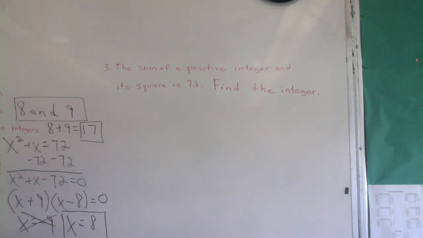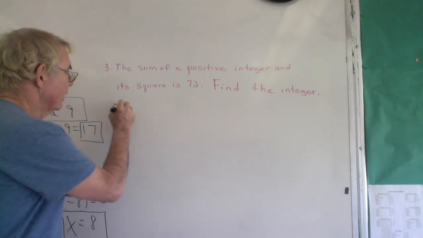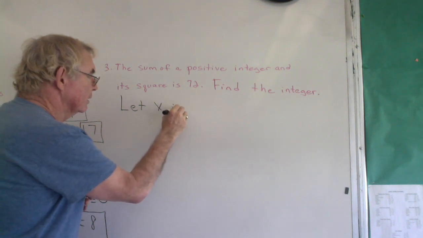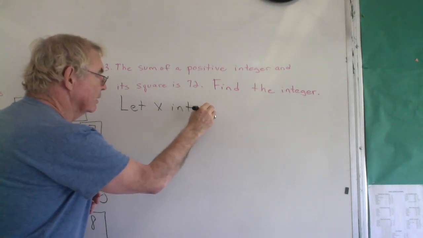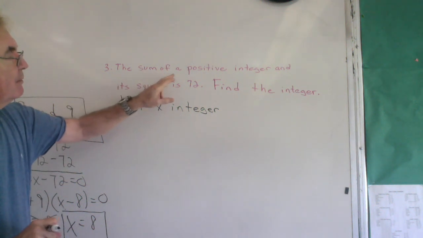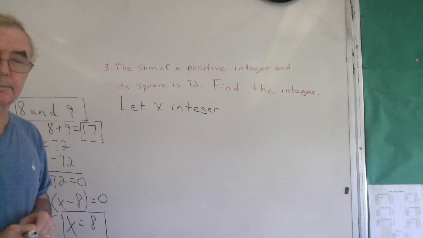The sum of a positive integer and its square, the square of that integer, is 72. Sort of like the previous problem. But now we don't have consecutive, we have a number and it's squared. So let's identify the variables. Let x be the integer. And that's the only one we had, the sum of a positive integer, and it's positive.